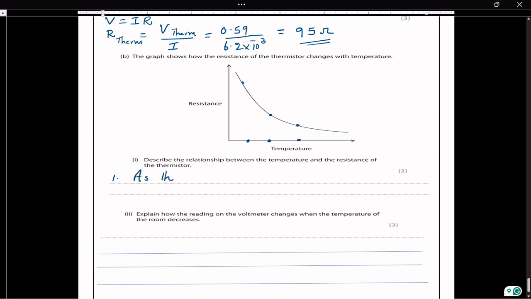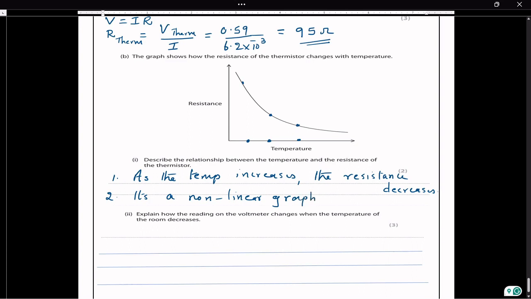As the temperature increases, the resistance decreases. Then second observation is it's a non-linear graph. It is not a straight line, it is a non-linear graph.